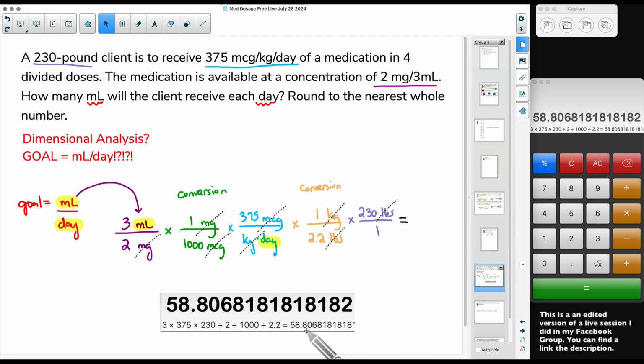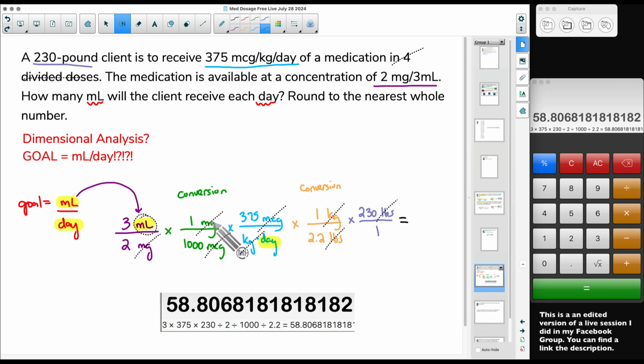Now, I do have a question over in Zoom as well as Google Meet. So now that I'm done with this problem, what did we not use? We did not use the 4 doses. The reason why, it's all about the goal. It's all about the goal. The goal was milliliters per day. We started off with milliliters.